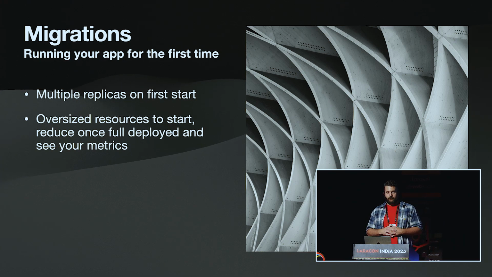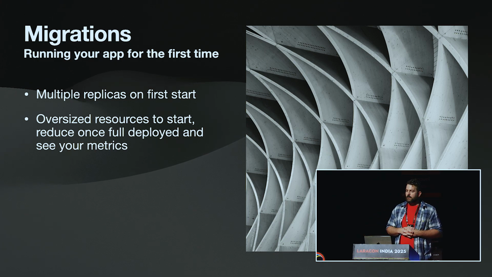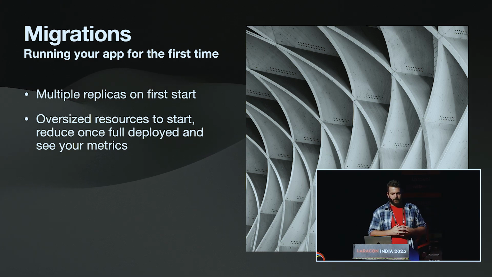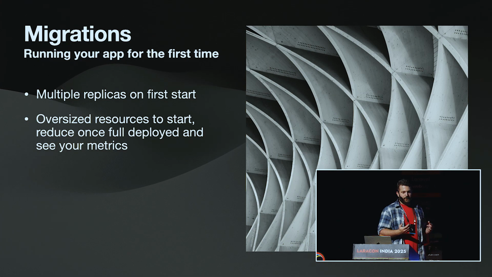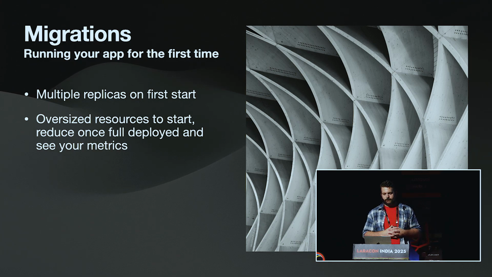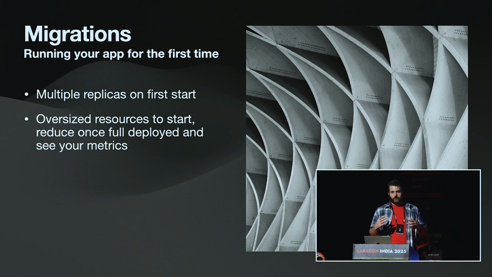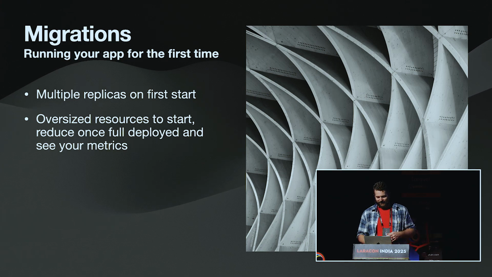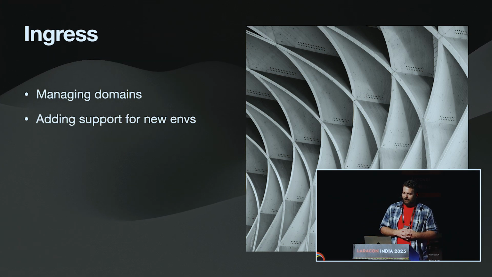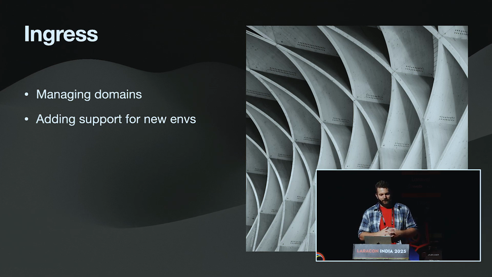Some things to keep in mind for when you start your first migration to your Kubernetes cluster, or you deploy your first time. You want multiple replicas, you know, at least 2 or 3 replicas to kind of handle your traffic or handle anything that might come up. And then you want to oversize those resources to start. Because once you deploy that application and you go back and look at your metrics, you can start to size it down. That's a lot less stressful than the alternative, which is you don't have enough resources to start in the first place.